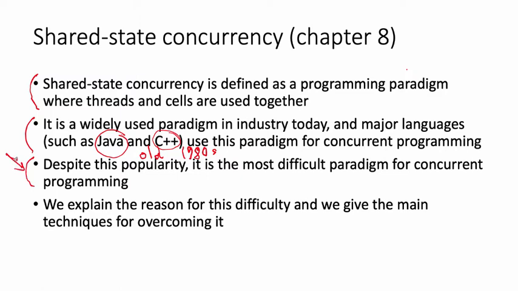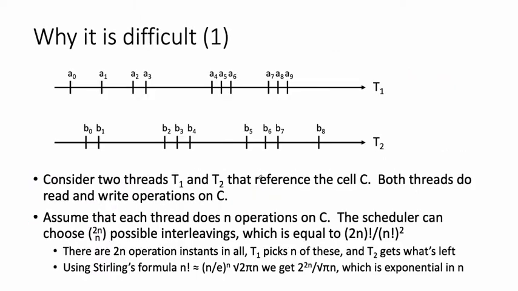In fact, the real problem is monitors. Locks and transactions are both useful and important. It's that monitors are actually not so useful. They're actually very difficult. But let's explain why shared state concurrency is hard. So shared state concurrency is actually a hard paradigm, and let me explain why it's hard.